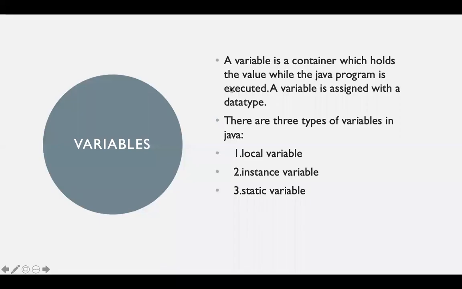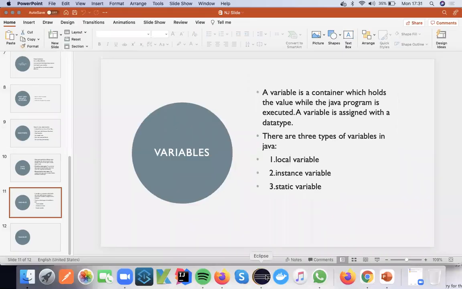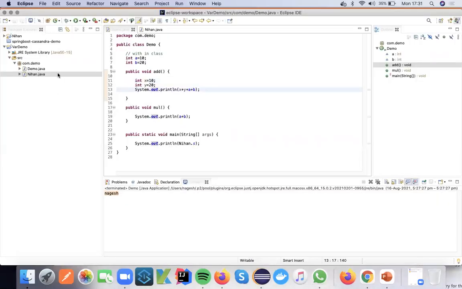So in the previous class, we discussed what a variable is and what the different types of variables are. Now we have to discuss the hierarchy and the accessibility: which variable will be accessed if we have the same variable in local and static. So those hierarchies we are going to discuss. Let me go to the project and show you.